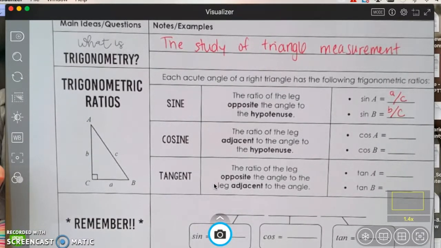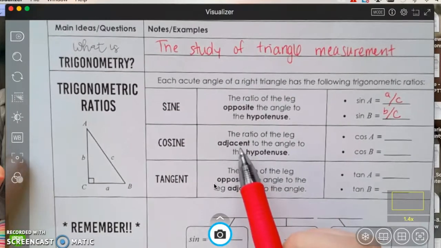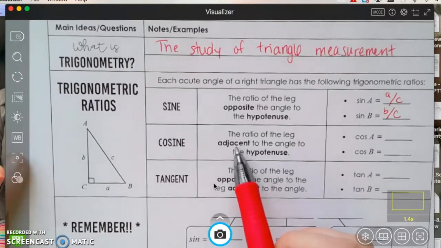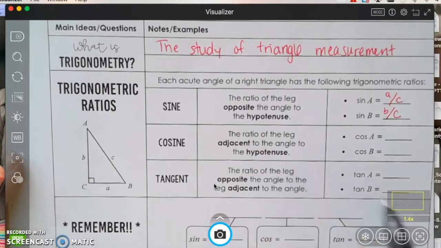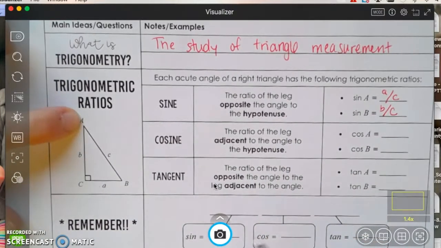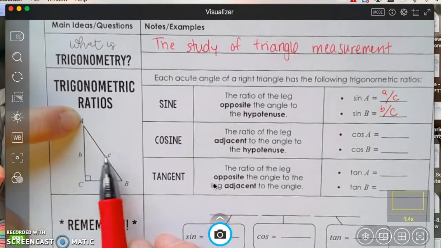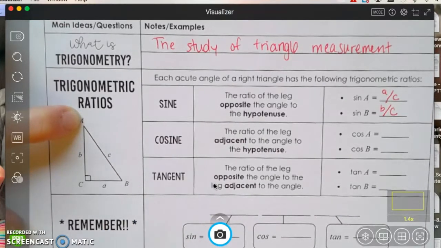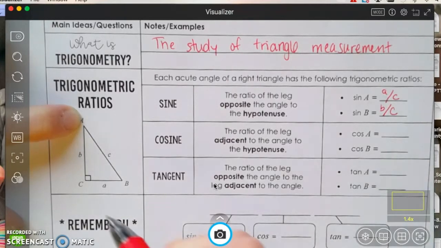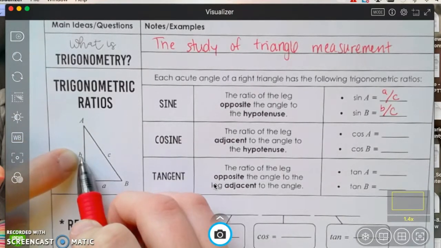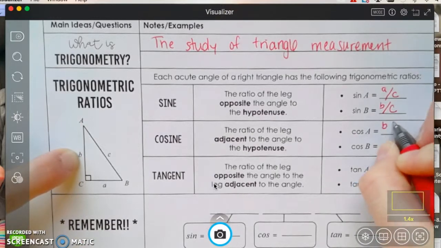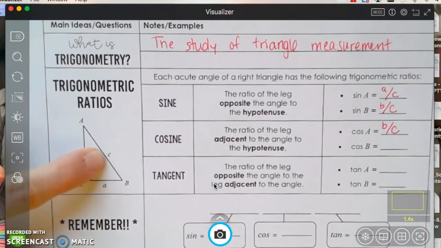Cosine, I'm going to look at my angle and pick the leg that is adjacent to it and the hypotenuse. So if I look at angle A, I have two legs that are adjacent to angle A, that's B and C. However, C is also the hypotenuse. So that's what we're going to refer to it as. It can be adjacent, but we're going to talk about it being just the hypotenuse this time. So for angle A, the adjacent leg would be B, hypotenuse is C.